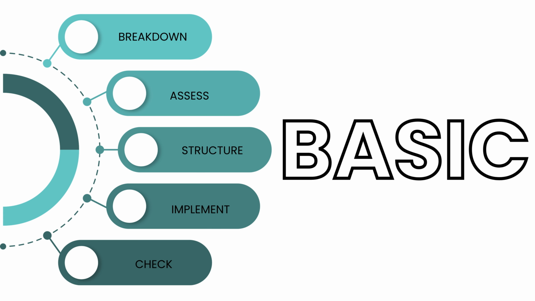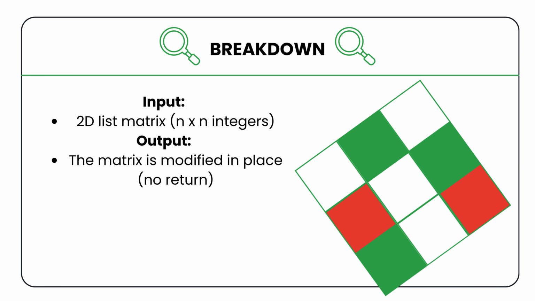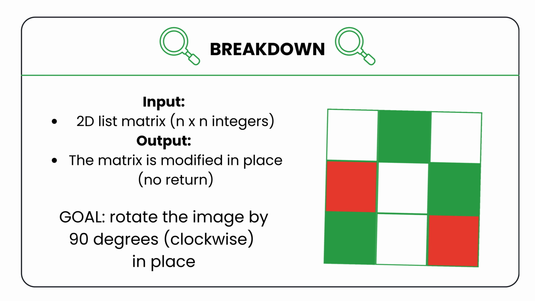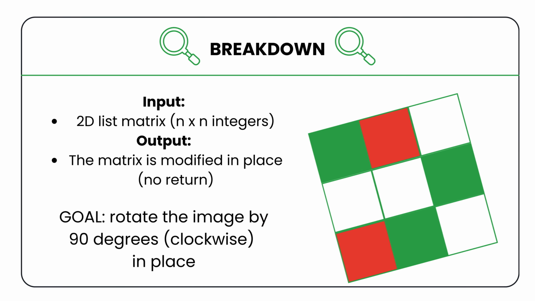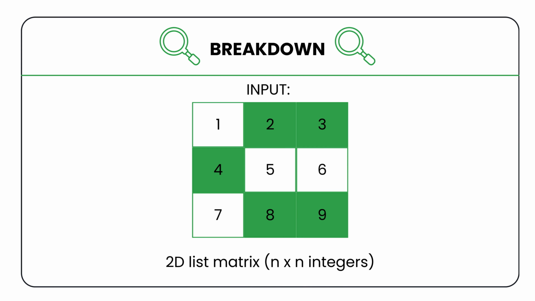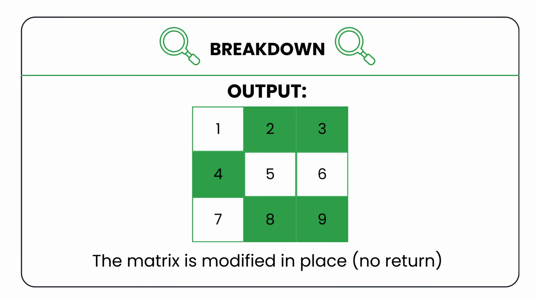Let's break down Rotate Image using the basic approach, so you can confidently tackle any in-place matrix manipulation problem. Given an N×N 2D matrix representing an image, rotate the image by 90 degrees clockwise, in place, i.e., don't use another matrix. Input: 2D list matrix, N×N integers. Output: the matrix is modified in place.